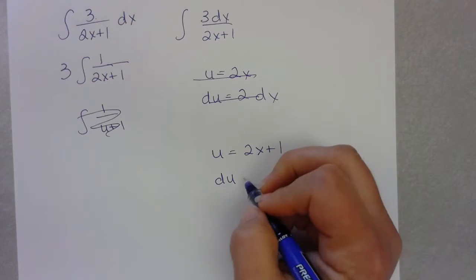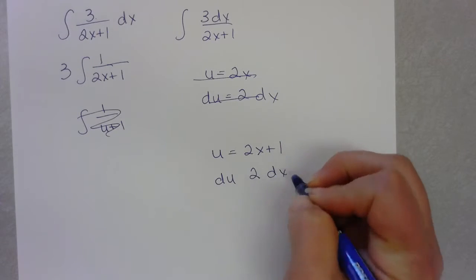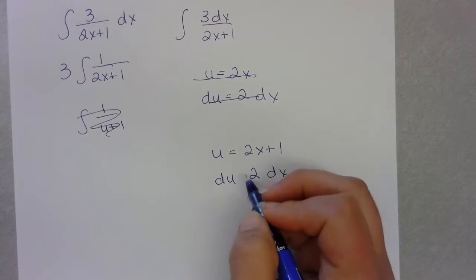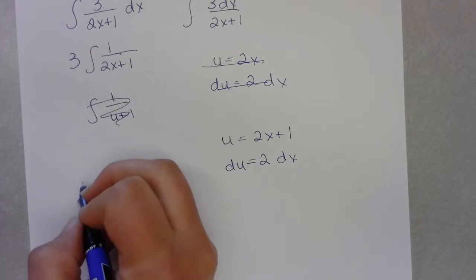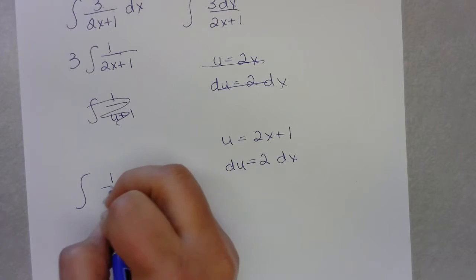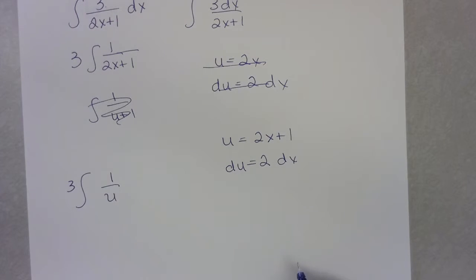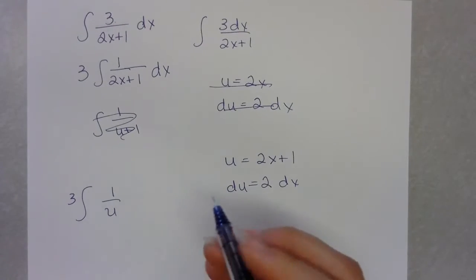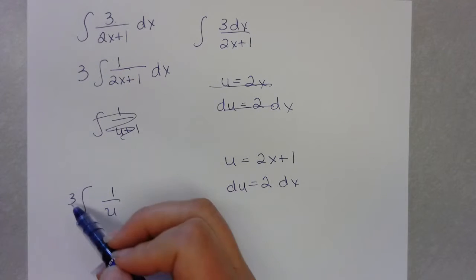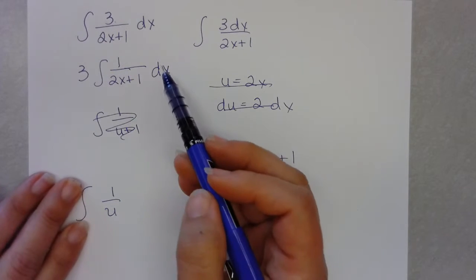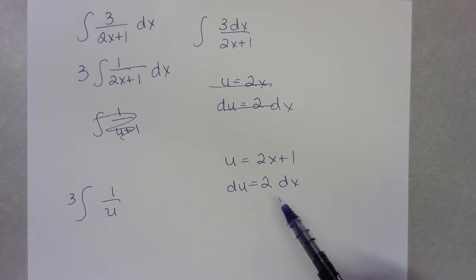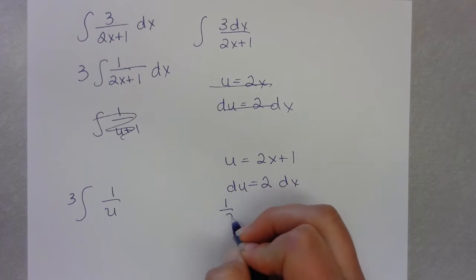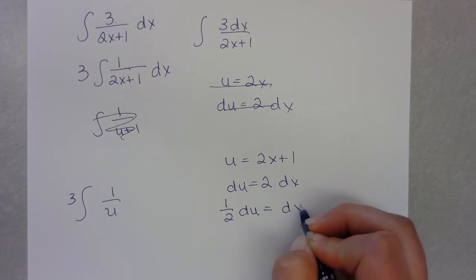So our du will be 2 dx because we're just doing the derivative here. And let me put an equal sign in there. So let me rewrite here. So I have 1 over u, and then I have this 3 out here. Now I need to swap out, I forgot my dx here when I wrote it. I'm just going to leave the 3 outside, so we just won't worry about that so much. So I need to swap out dx, and I don't have a 2, I have a 3, but I don't really want to mess with the 3. So I'm just going to divide both sides by 2 and get a half du equals dx.